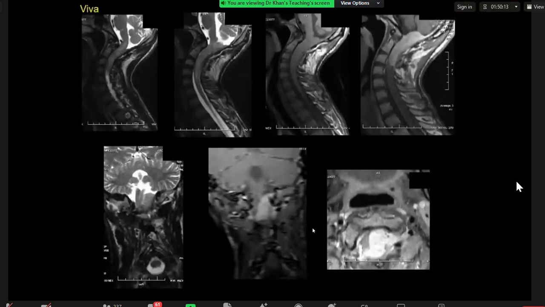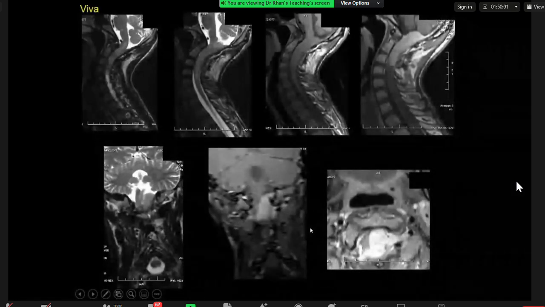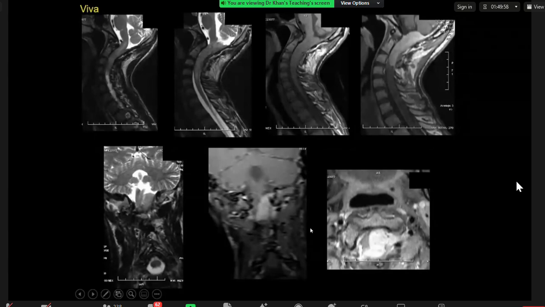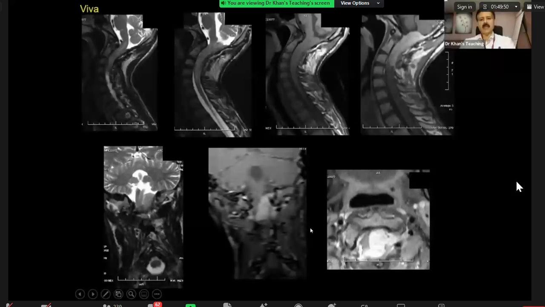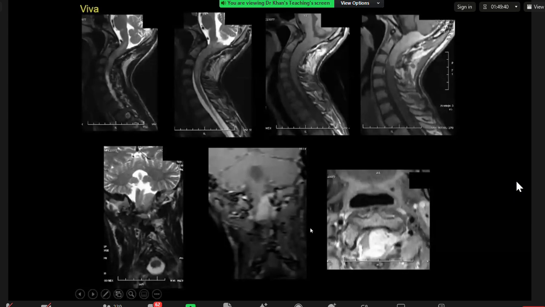So this is an intramedullary lesion. Given that it's enhancing, it is a tumor, and given that it's intramedullary, I think this could be an ependymoma or an astrocytoma. And why have you made this judgment that this is intramedullary? Which sequences have you taken help from? So I've looked at the T2 weighted.